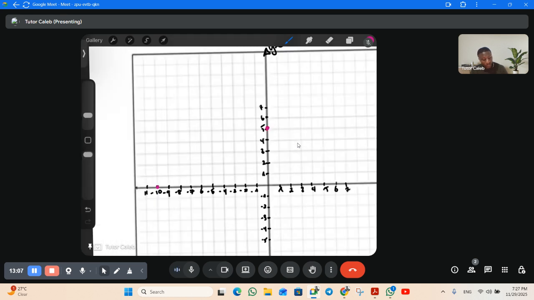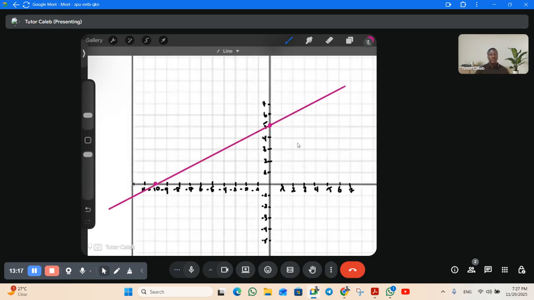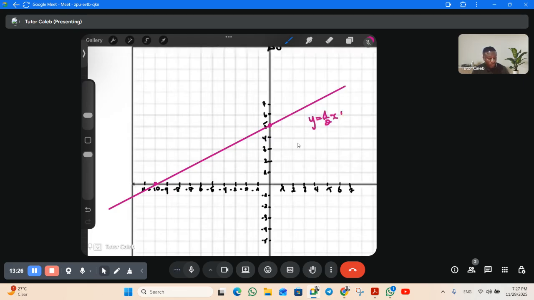So now, if I link the 2 points, I'll link it like this. Use a ruler. Try to make them as accurate as possible. You'll link it like this. And this now is the graph of the equation y equals half x plus 5.